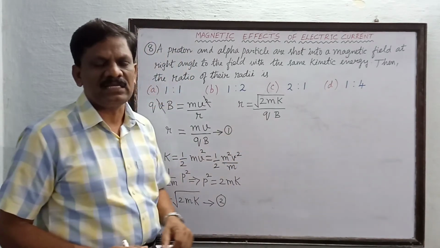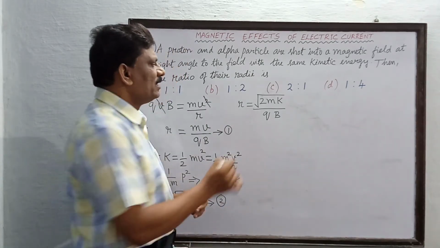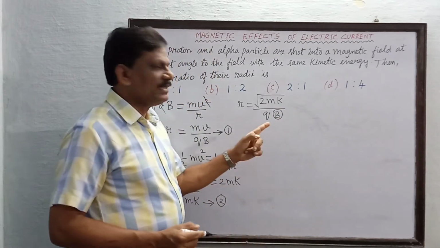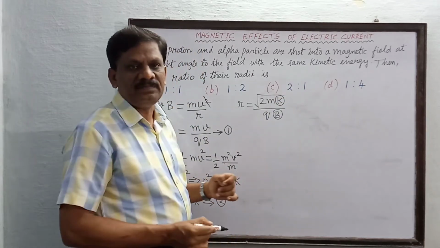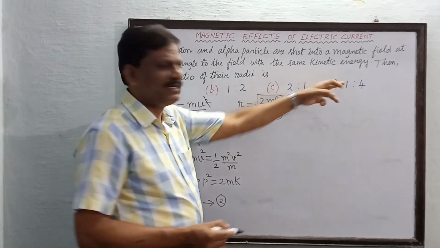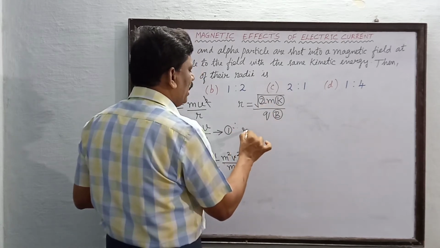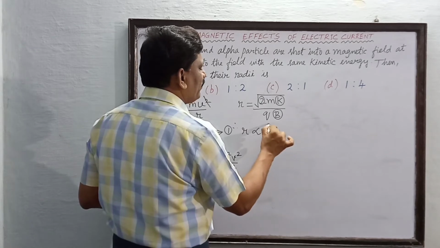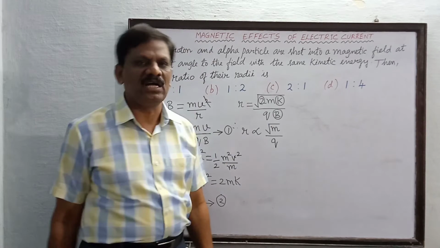So now you can see in this expression the radius of the circular path depends upon all these factors. But which factors on the right hand side are constants? B is constant because it is a uniform magnetic field. And kinetic energy also is a constant, they have the same kinetic energy. And 2 is also a constant. Therefore, r is proportional to square root of the mass of the particle and inversely proportional to the charge.